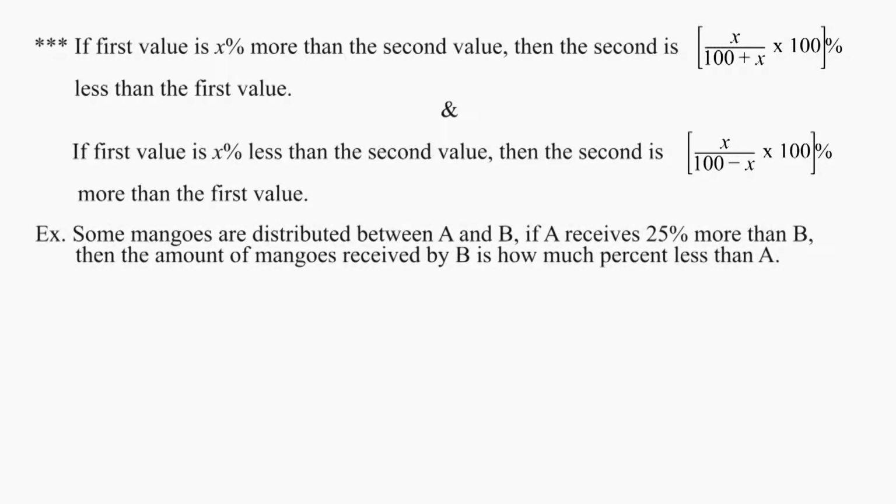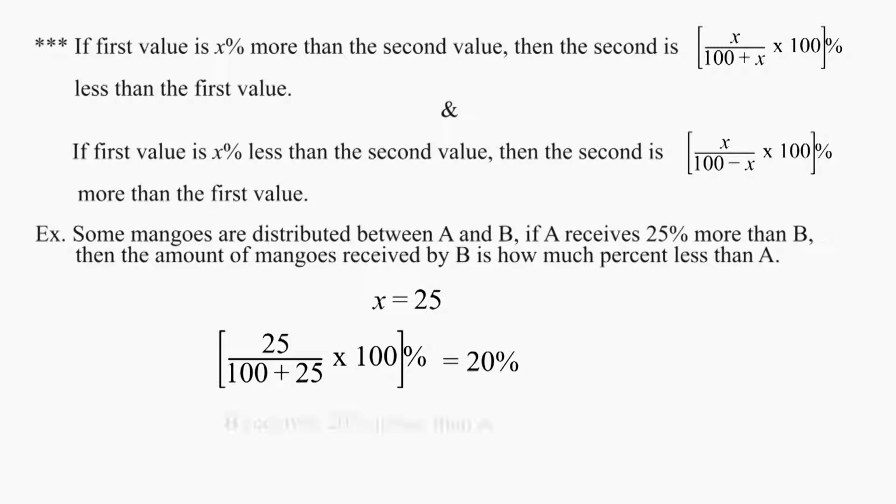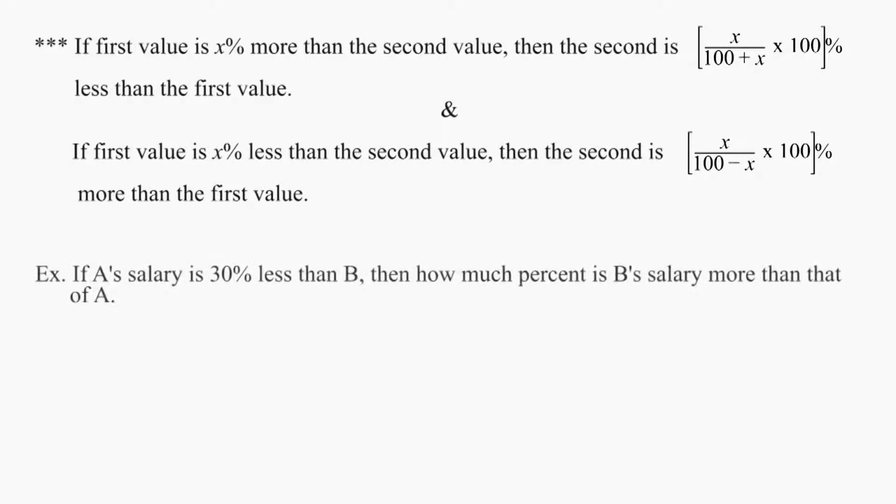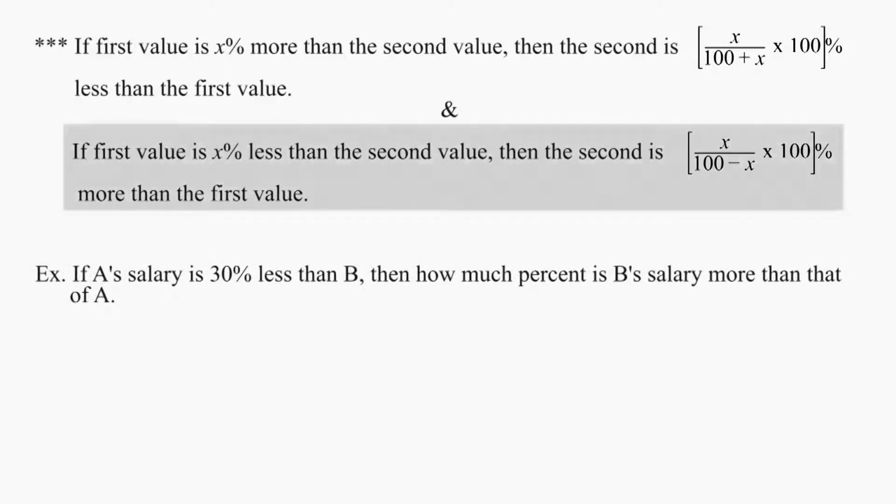Some mangoes are distributed between A and B. If A receives 25% more than B, then the amount of mangoes received by B is how much percent less than A? So in this case, we can apply case 1 of this rule. Here, x equals 25. So, by the rule, we can write 25 upon (100 + 25) into 100%, which results in 20%. So, B receives mangoes 20% lesser than A. Now solve this question yourself by using case 2 of this rule.